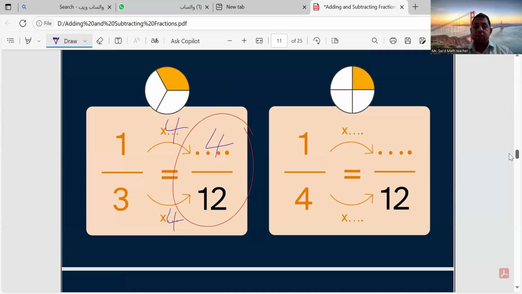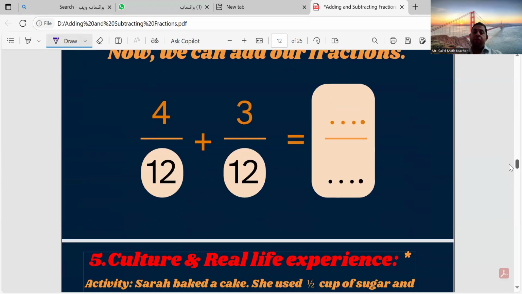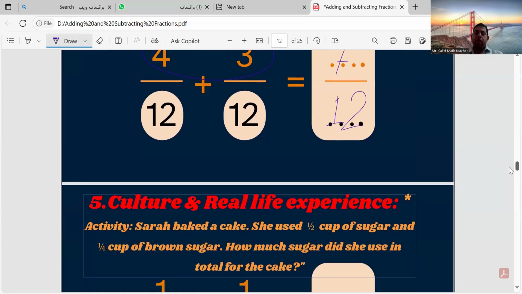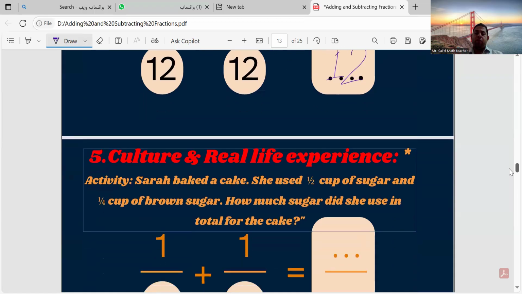What about the second fraction? For the second fraction, we multiply 4 by 3 to get 12 here, and we have to multiply up by 3 also. So we have 3 over 12. So the new fractions now are 4 over 12 and 3 over 12. It will be very easy to add them. We just add 3 plus 4 equals 7, and down we write the same 12. And here we don't need to simplify the fraction. It's already in the simplest form. Okay? I hope you understand this point. Let's go for another point.